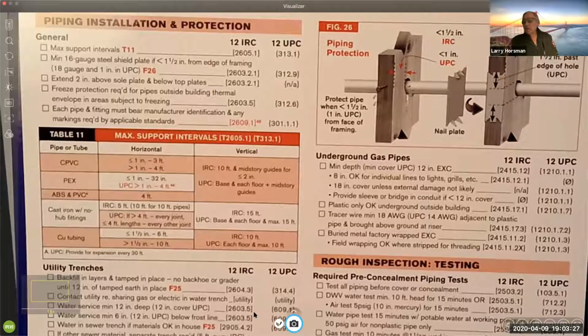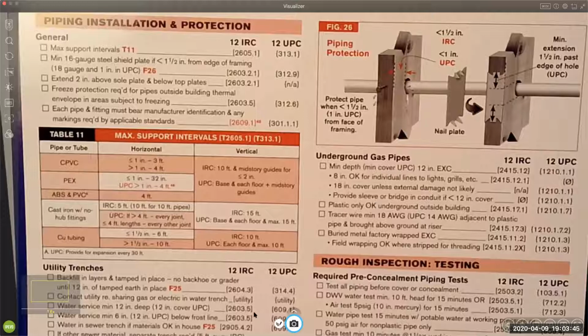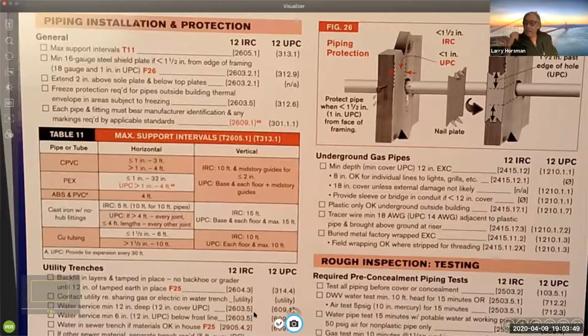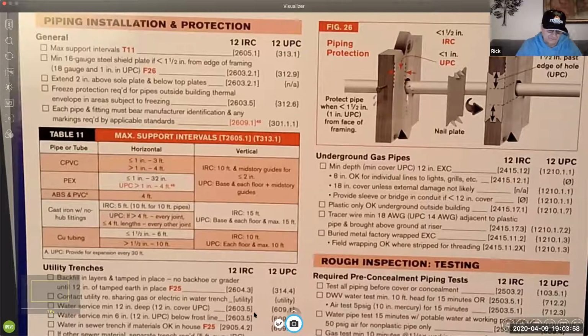Vertically, it's a little bit more lenient: base and each floor, at a maximum of 15 feet. So if you've got tall floors, you may have some intermediate supports on a vertical running pipe. Yeah, and it helps with the water hammering effect. Okay. Everybody know what water hammer is? Yeah, nay? Slamming air into the pipes, yeah.